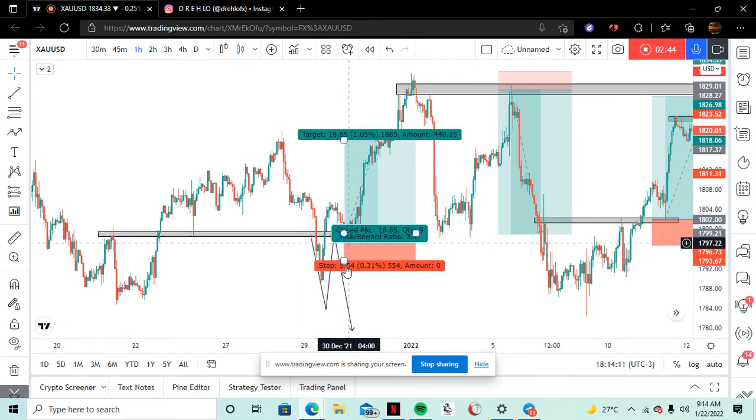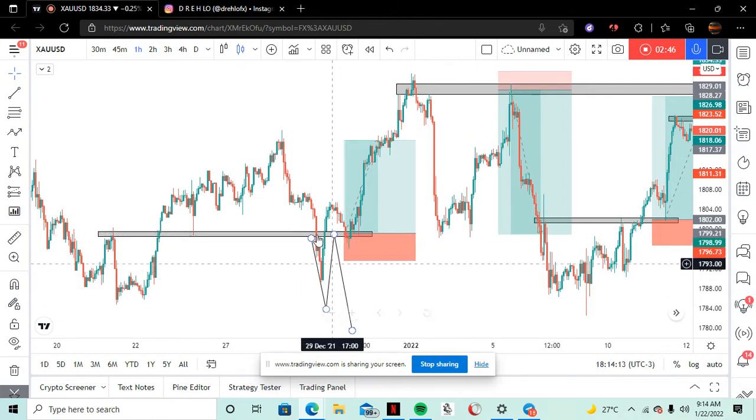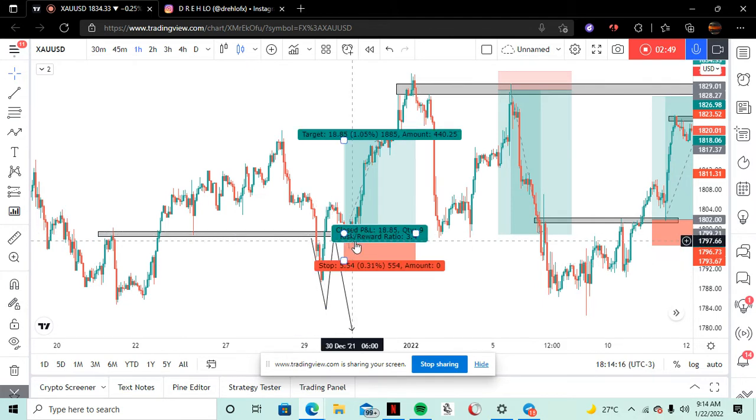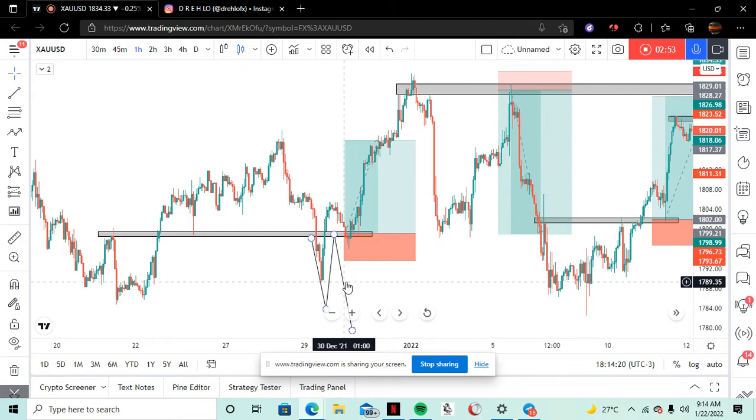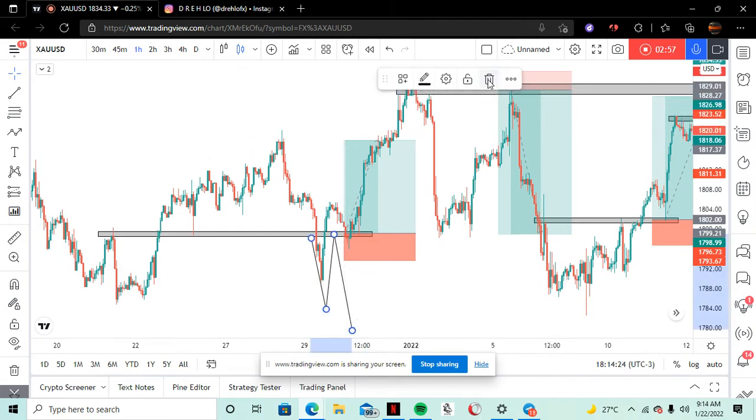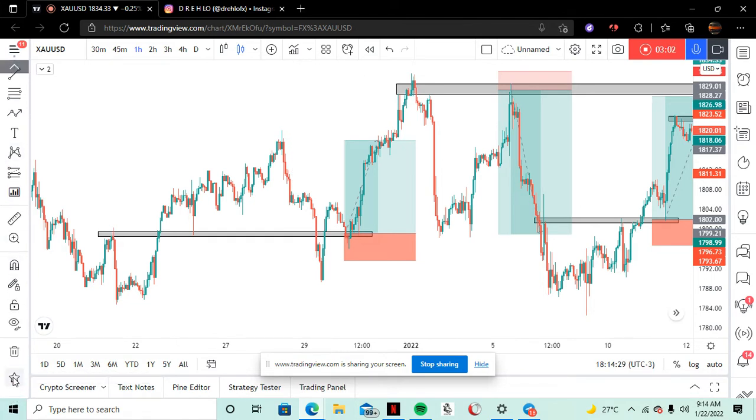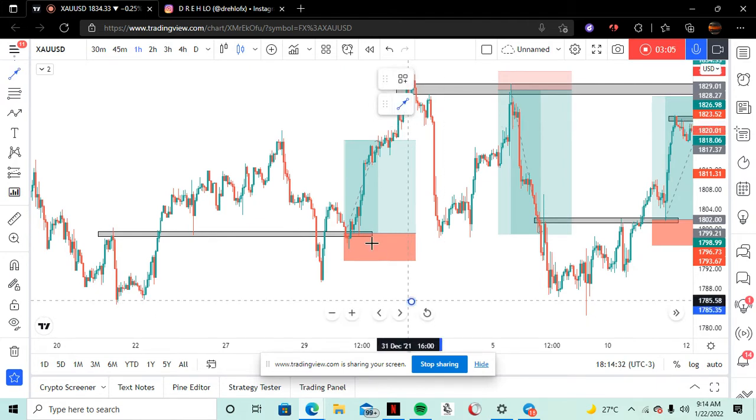So right here I saw price broke out of this box and come back for a retest, right? Price came back for a retest and that was the opportunity for me to get in for a very sniper entry buy. As you guys can see, I got in for a very sniper entry buy right at this point, as you can see right here.